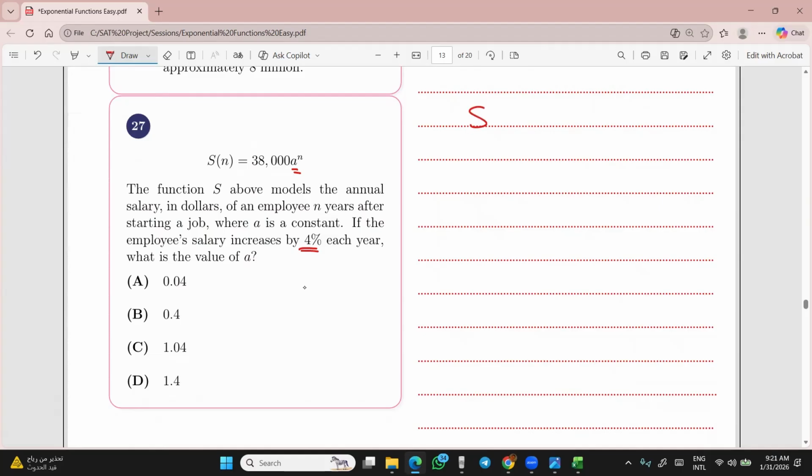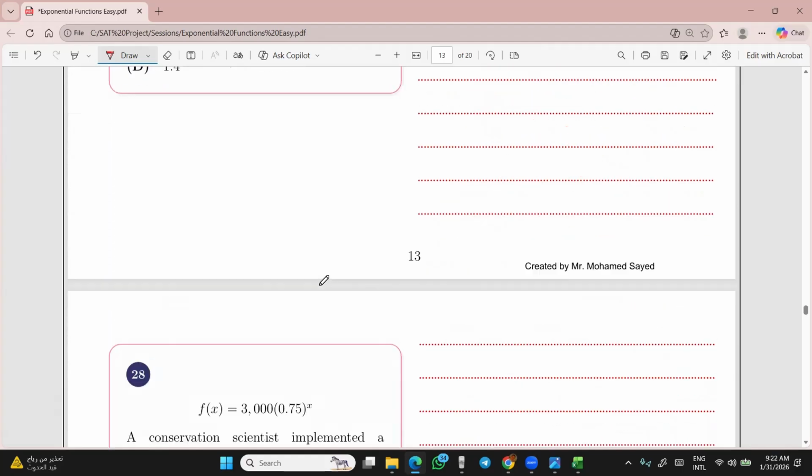So of course we write S of n is equal to A times B raised to the X. So A is the number given here, 38,000. And B is the increasing. Increasing by 4% means 1 plus 4% raised to the power of n, and the question says n here. So this is letter A. So 1 plus 4% is equal to 1.04. So A here should be replaced by 1.04, which is letter A.